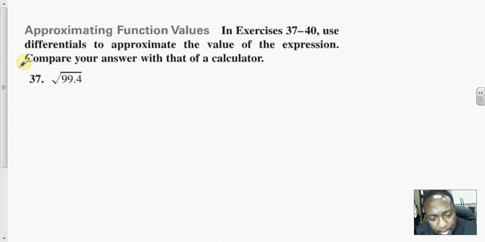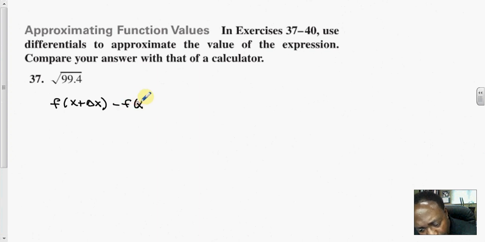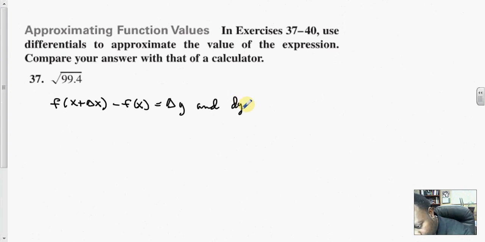Well, let's see. What we need to understand here is that f of x plus delta x minus, you recall, f of x is said to be delta y. And dy is said to be approximated by this delta y.